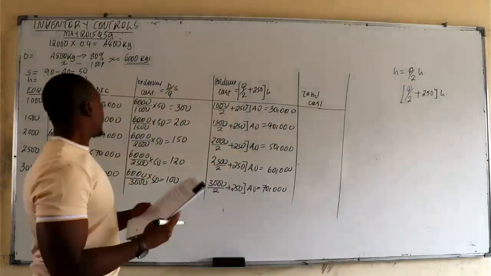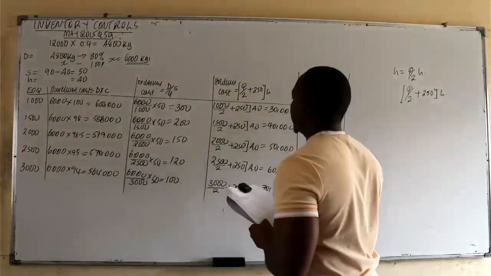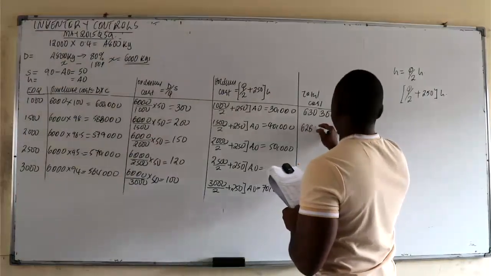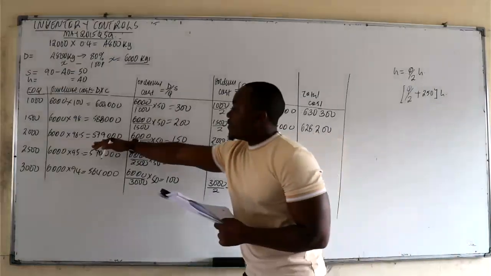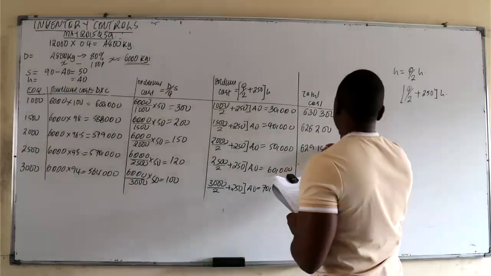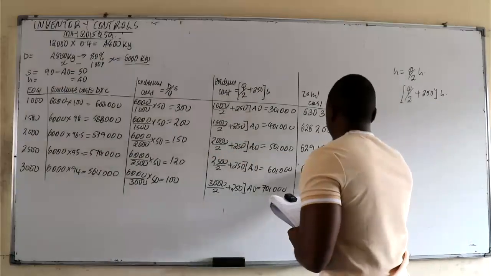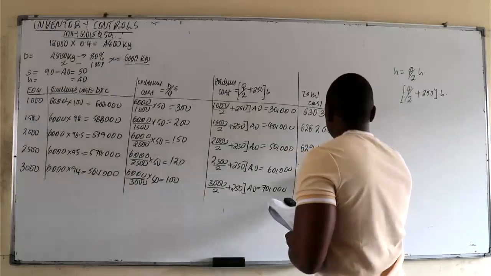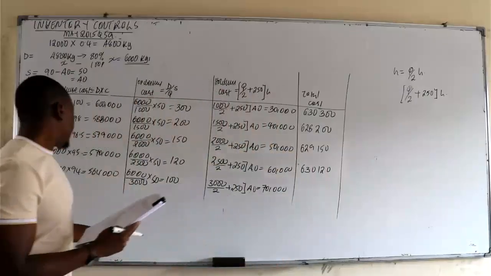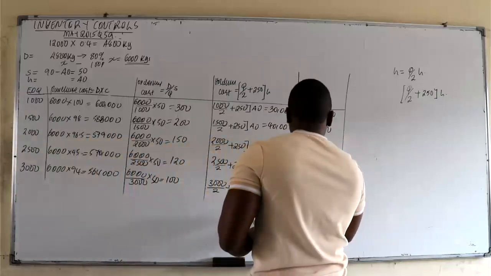Now you can get the total cost. 600 plus 30 gives 630, then 300. 588 plus 40, you get 628, and 200. 579 plus 50, you get 629, and then you add 150. 570 plus 60, you get 630, and then you add 120. 564 plus 70, you get 634.